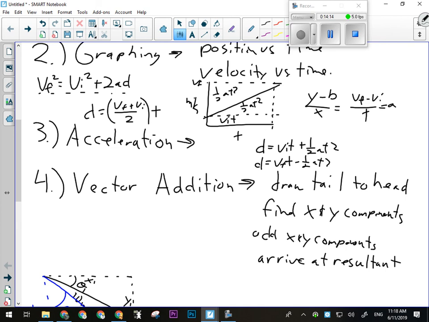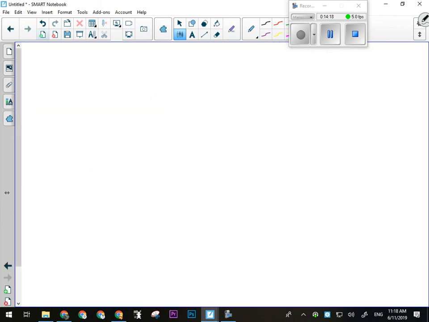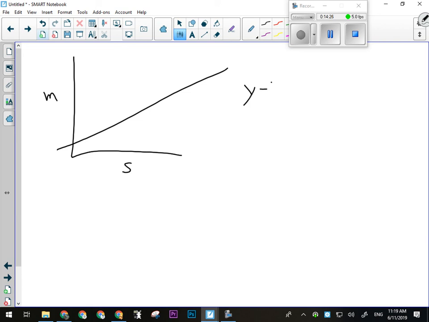Okay, if we're looking at position versus time graphs, so this is meters and this is seconds. If we got a graph like that, the slope is final position, y, minus initial position, b, divided by time, x. That gives us the velocity of the object.